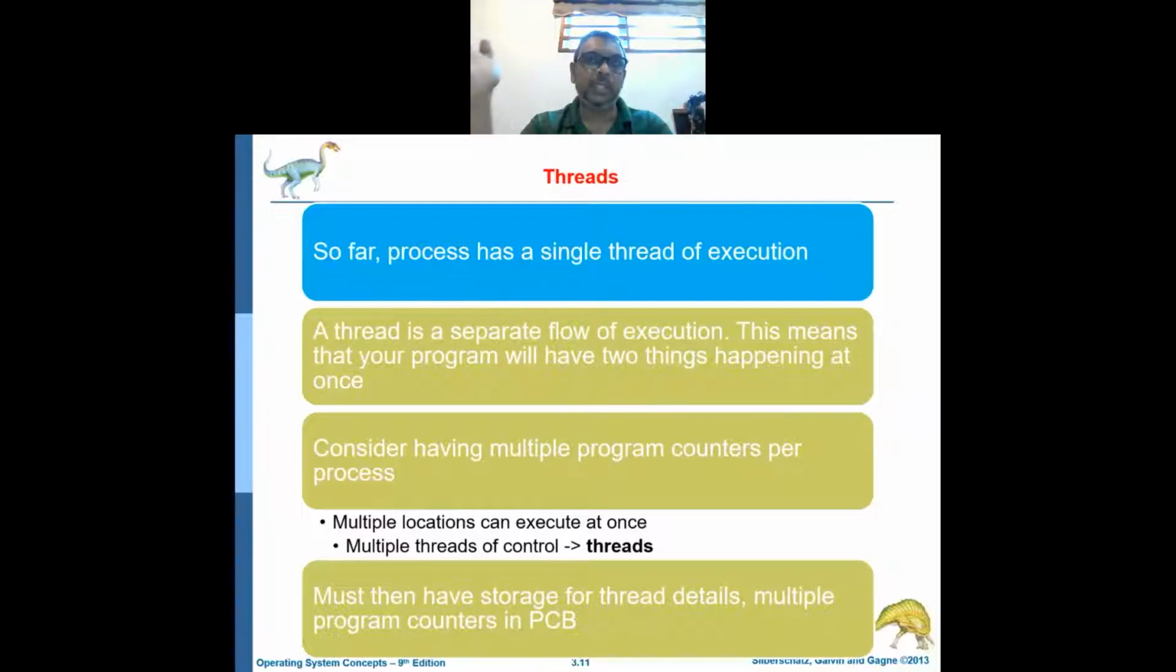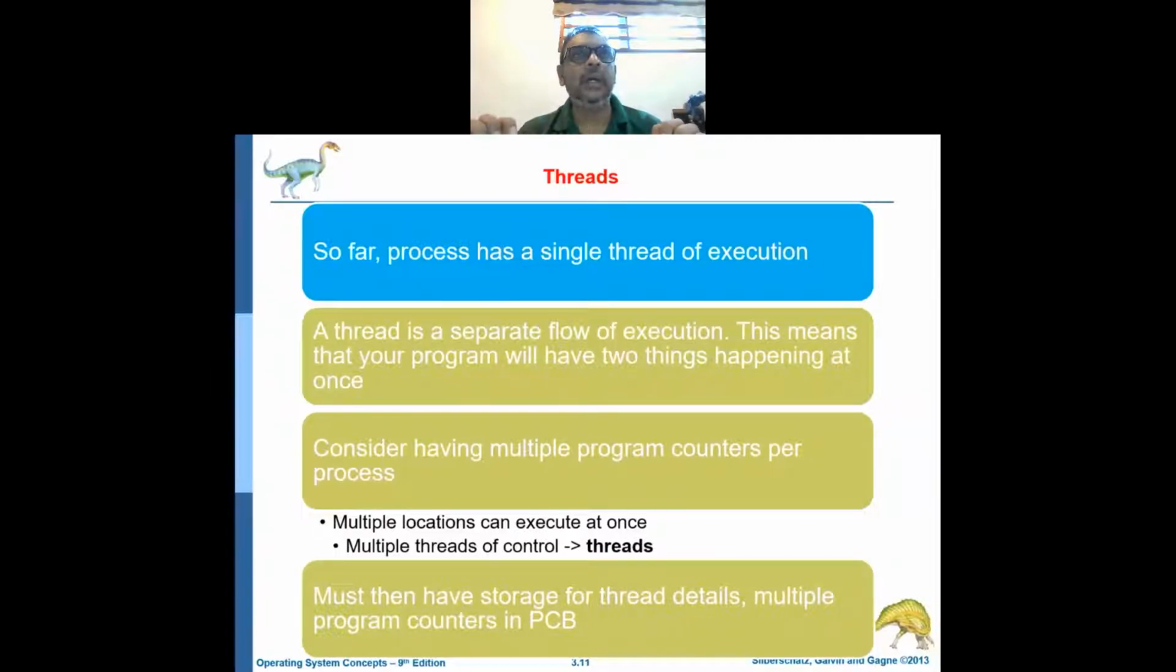So far, a process has a single thread of execution. A thread is a separate flow of execution. This means that your program will have two things happening at once. Consider having multiple program counters per process. Then you will have multiple locations that can execute at once. Multiple threads are controlled, so you must then have storage for thread details, multiple program counters in the PCB. What does that mean?